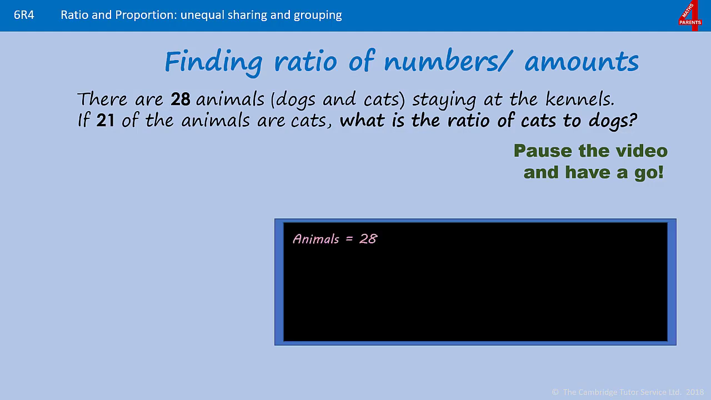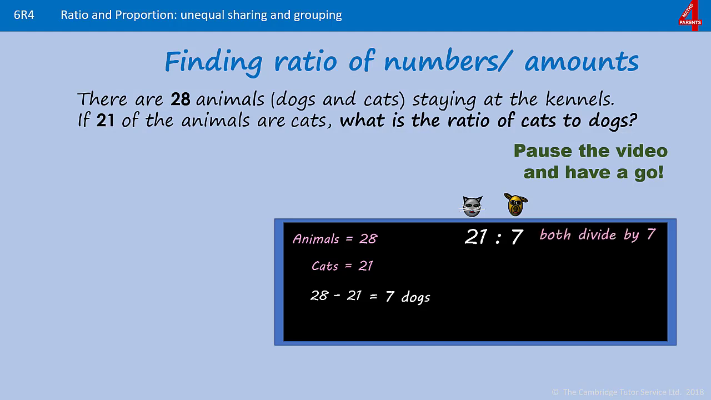We know that there's a total of 28 animals and that 21 of those are cats. Out of 28, take away the 21 cats and we're left with 7. So that must be how many dogs we have. Let's have a look at the ratios. We have 21 cats and 7 dogs. So the ratio at the moment is 21 to 7, cats to dogs.